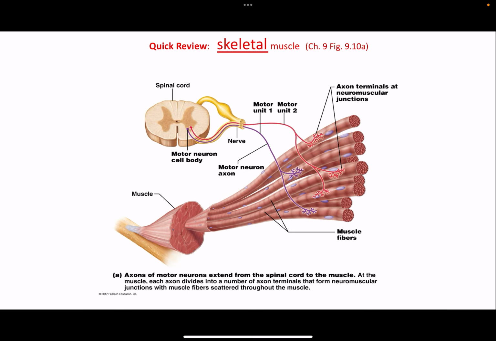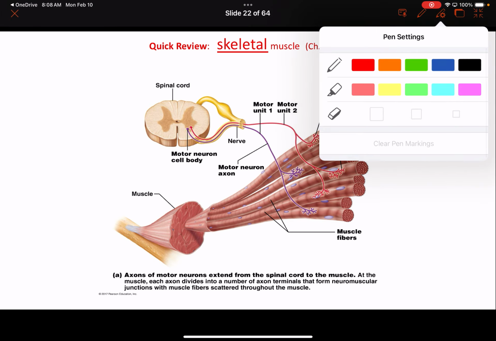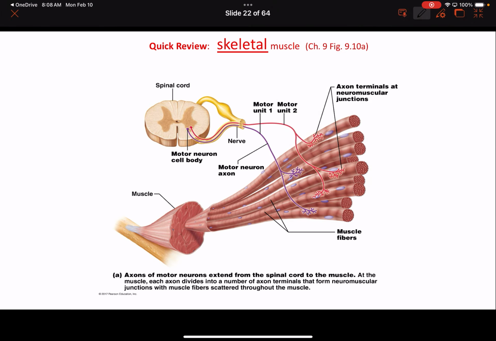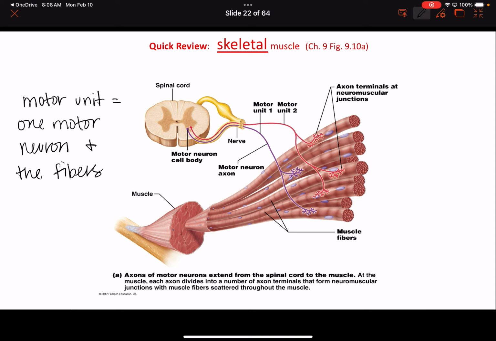So one thing about skeletal muscle is that they have to use a motor unit. So skeletal muscle fibers contract as a function of motor units. And if you remember from BIOL 32, a motor unit is one motor neuron and the fibers it controls.